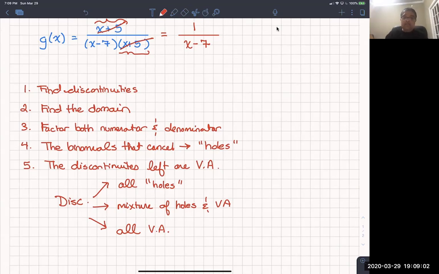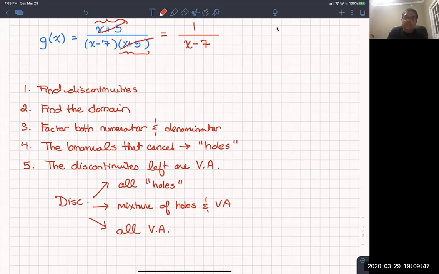So this is basically the flow of how we're going to do it. We're going to first find the discontinuities. Then we're going to write our domain. Then we're going to factor both the numerator and denominator, which, to find the discontinuities, you have to factor the denominator anyway, so you may potentially also have to factor the numerator. And then we see which ones cancel out. The ones that cancel, those values of x, are known as holes. And whatever discontinuities are left after we identify which values of x are holes, whatever's left is a vertical asymptote.